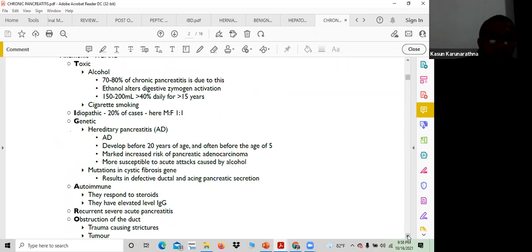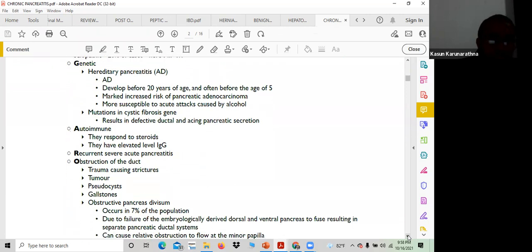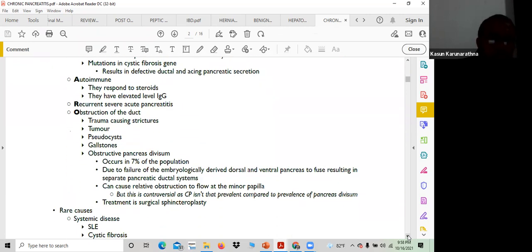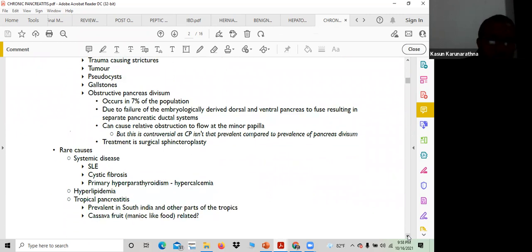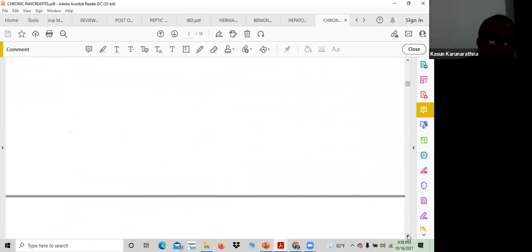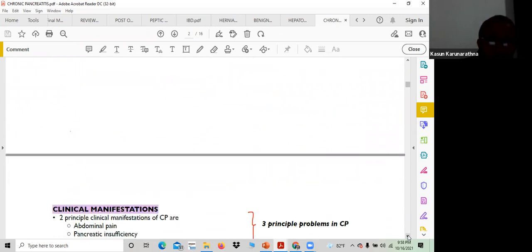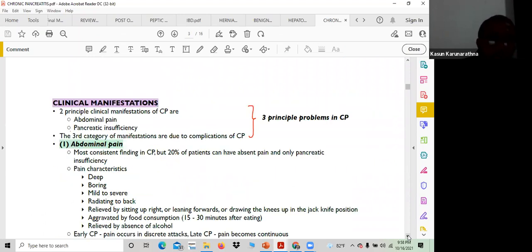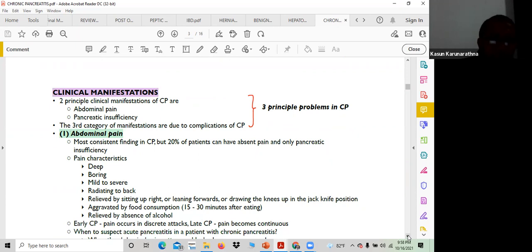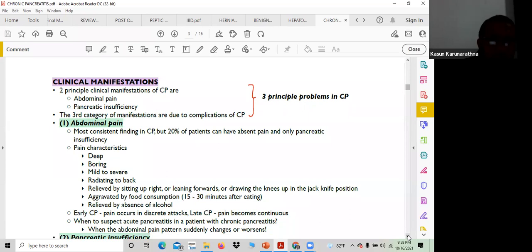Etiology: alcohol, idiopathic, a genetic component is there as well, autoimmune, recurrent severe acute pancreatitis, and obstruction of the duct. There are rare causes for chronic pancreatitis as well. Clinical manifestation, mainly abdominal pain and pancreatic insufficiency, and there will be features of complications as well.